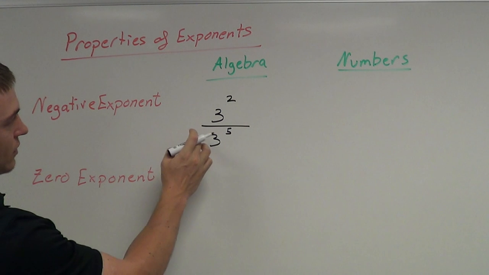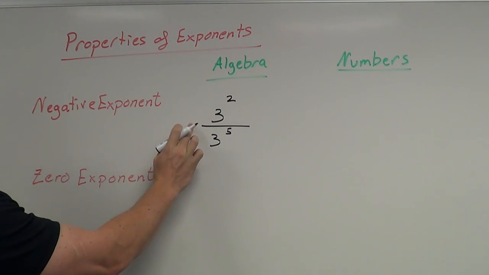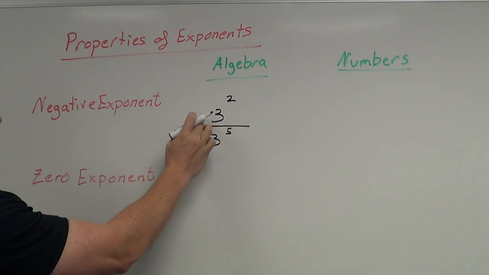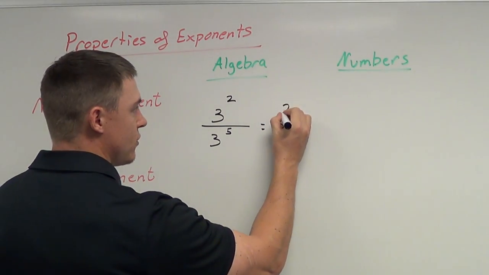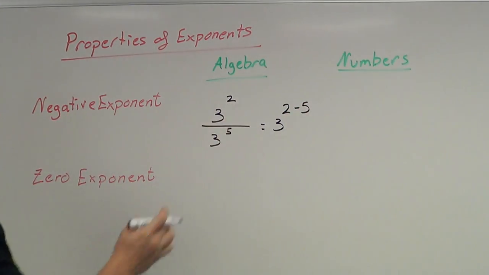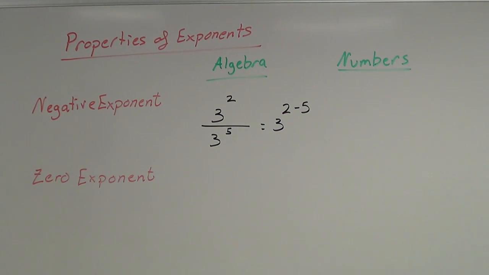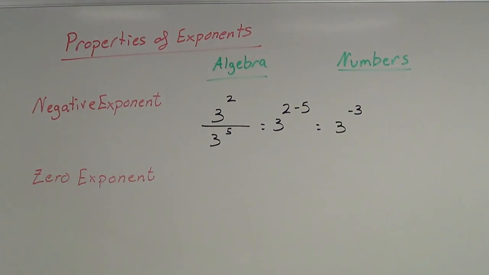And what I'm going to do is use my quotient rule. If I'm dividing like bases, 3 and 3 are the base, all I need to do is subtract the exponents. So in this case, I'm taking 3 to the 2 minus 5. The 2 and the 5, you take 2 minus 5, you always do the top number minus the bottom number. Which becomes 3 to the negative third. So I was trying to explain where that 3 to the negative third came from. There it is. Now, what does that mean?